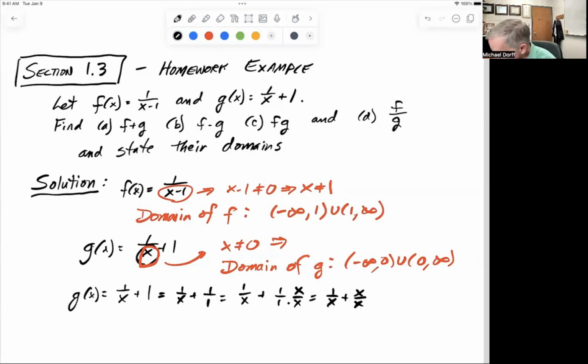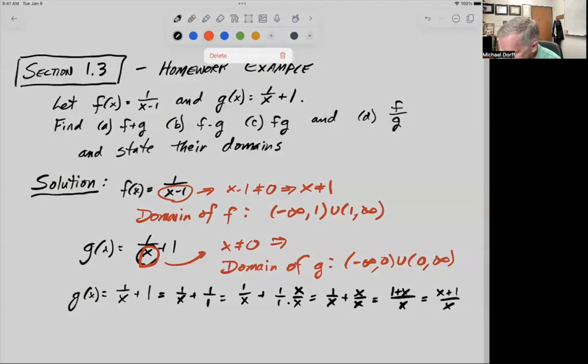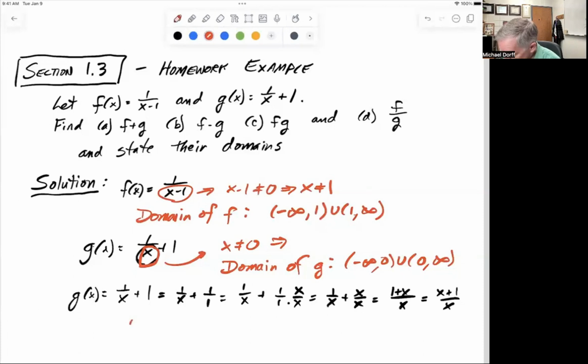Now that I have a common denominator, I combine what's on the top together to get 1 plus x over x. And some people may prefer to write this as x plus 1 over x. Either one is correct. Now, if I look at that function, what is the domain of it? Does it change at all? Well, the domain of g, I've got that rational expression, and still I've got that x in the denominator, and so x not equal 0. That's the only restriction. So the domain is still negative infinity to 0, union 0 to infinity.